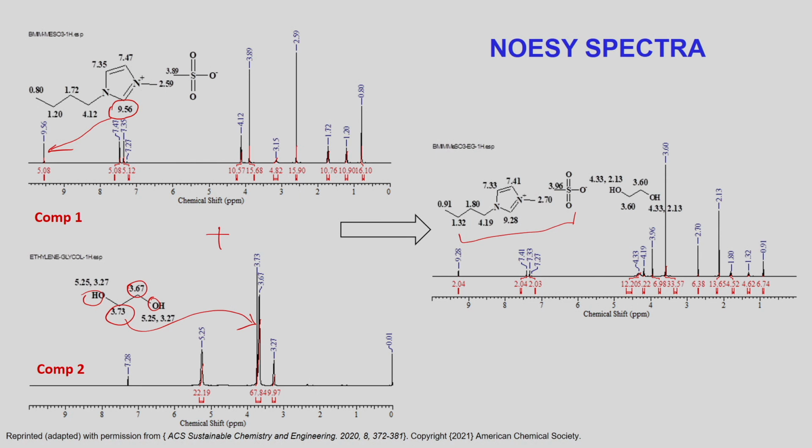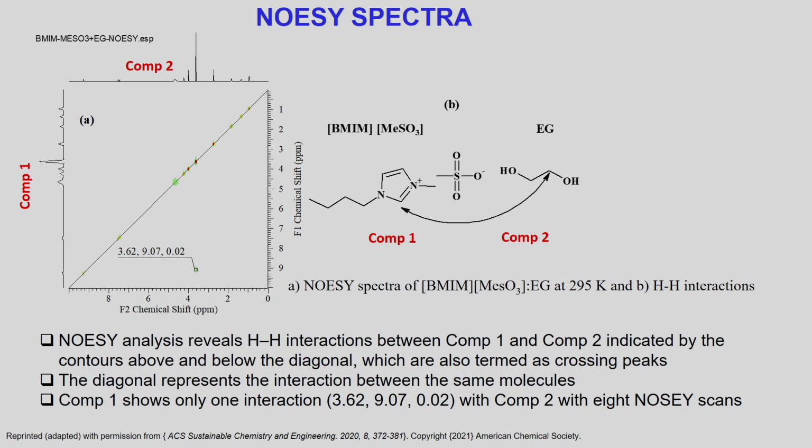When I talk about active site, it may be either carbon and hydrogen, or hydrogen and hydrogen. Either way this can be operated, the NOESY signal. Now, this is what you get if you do a NOESY. In this case I am looking at proton-proton. See, F1 means the component 1 chemical shift, and F2 means the component 2. Component 2 is ethylene glycol, component 1 is this particular compound.